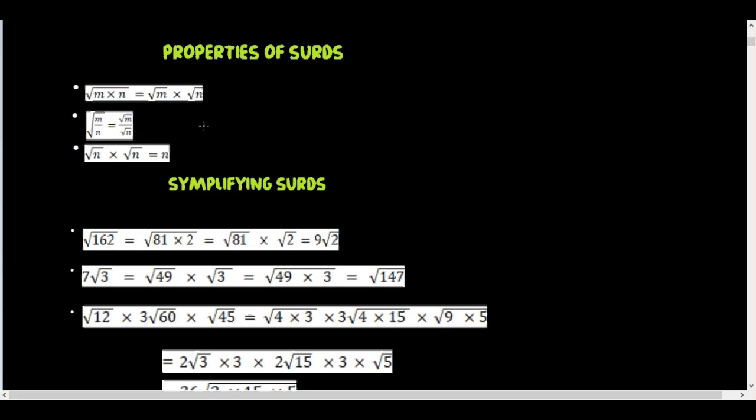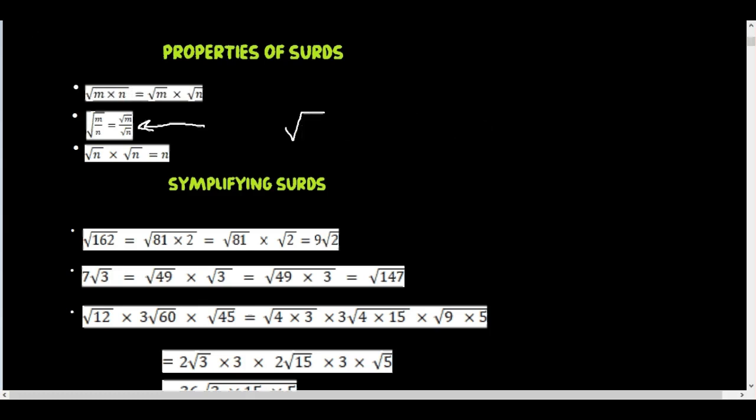Then we have the second property whereby we have a quotient of two numbers under the square root sign. You can distribute the square root sign to each number: the square root of the numerator divided by the square root of the denominator. Then we have a special case whereby we have the same surd multiplying itself. Therefore, the answer will be what? The number under the square root sign. Like in this case, we have the square root of n multiplying the square root of n. Therefore, you get n.